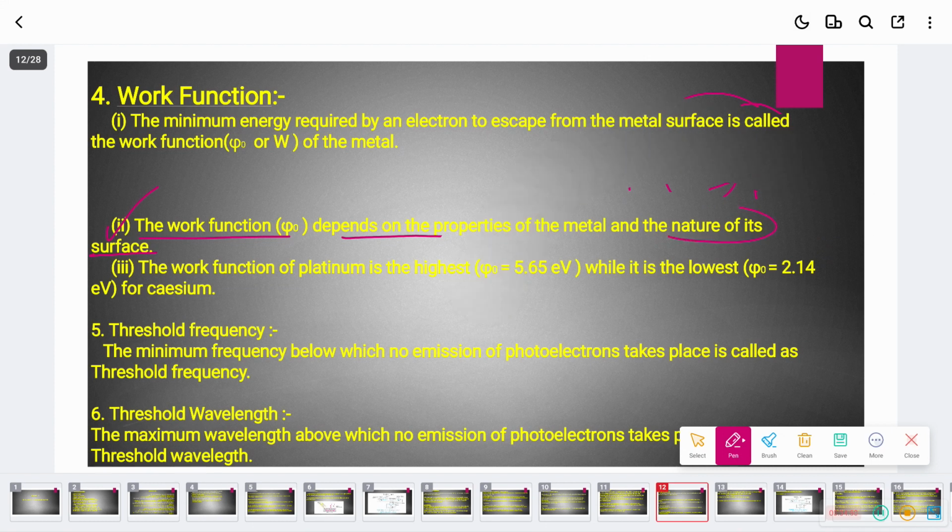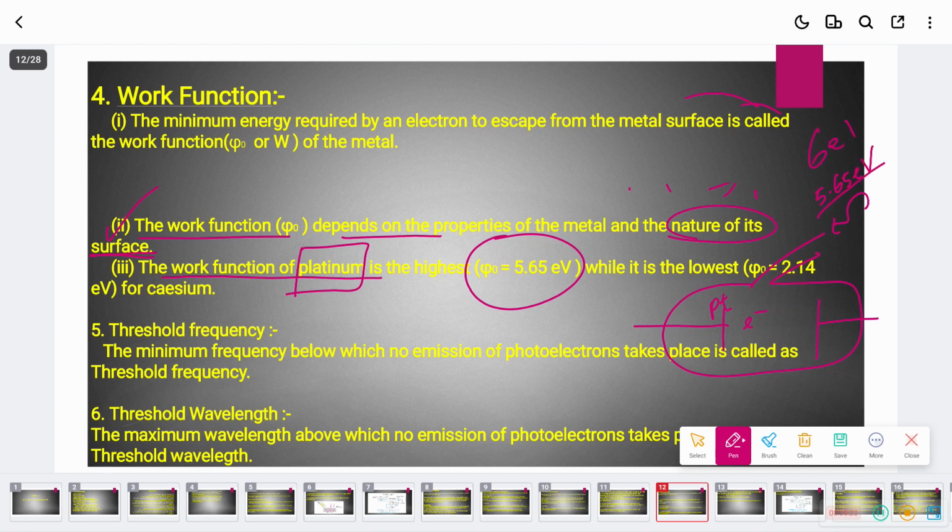Now they are telling it depends on the nature of its surface. And the work function of platinum, I told just now, how much is the platinum work function? 5.65 electron volt. See, you have here cathode and anode. If this cathode is made up of platinum, then how much energy is required to remove one electron? Now the energy of this light should be 5.65 electron volt minimum. It can be 6 electron volt, yes. It can be 7, yes, but it should not be less than 5.65.